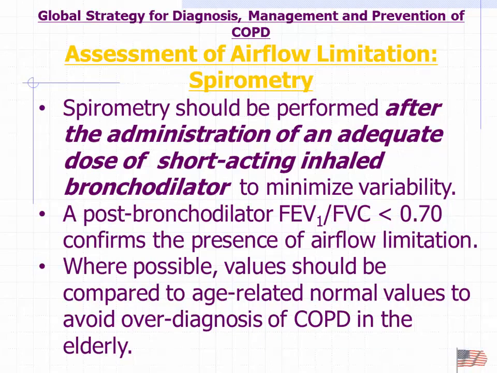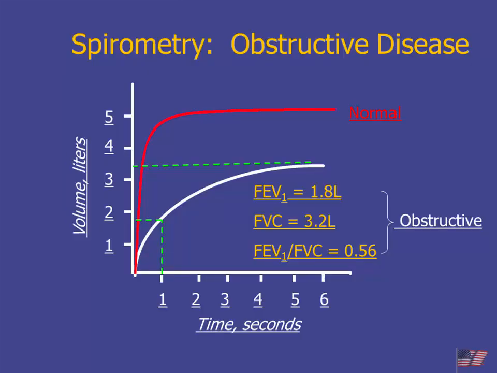So then we're going to go ahead and again do a post-bronchodilator measurement. And again, we're going to use that 12% improvement and 200 mLs to be able to do it. And again, we're going to look at this as far as age. So there's our normal. We can see our reduction.